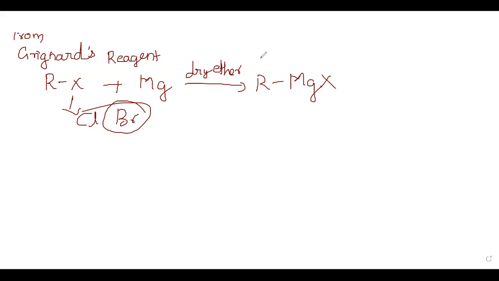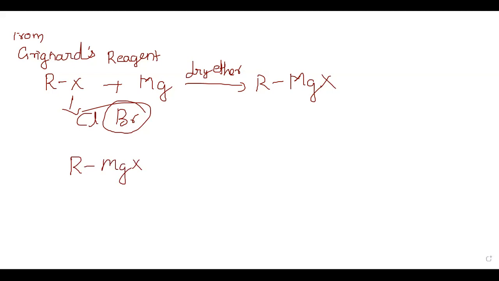Okay, so now you got RMgX. Now what to do? R is here, MgX is here. This is very reactive, ma'am. It will react with water. And wherever that MgX was there, H will come. In place of MgX, H will come. And it will form MgOH. So that is the first thing that happens.